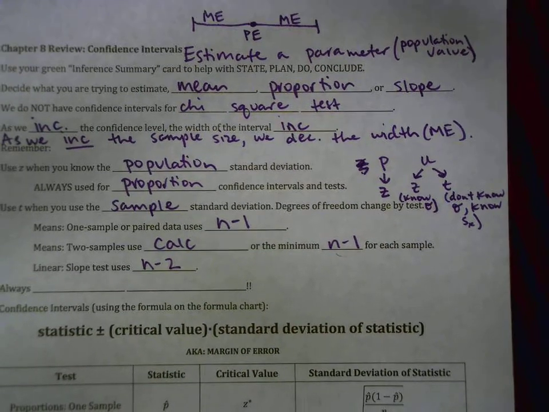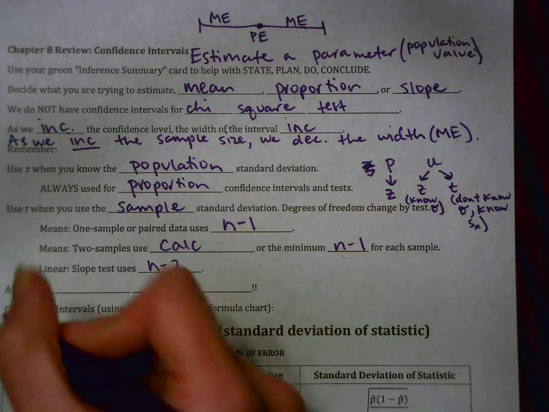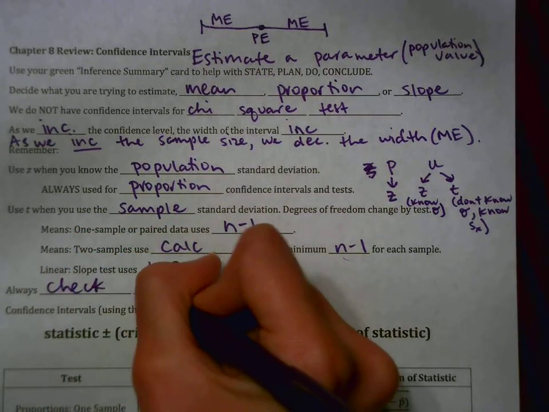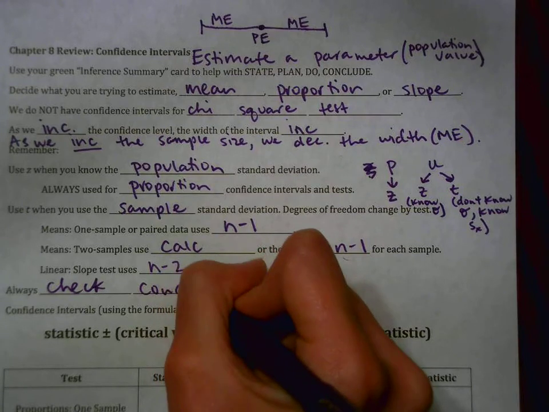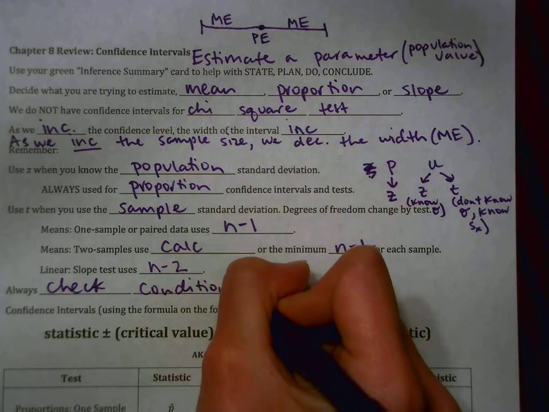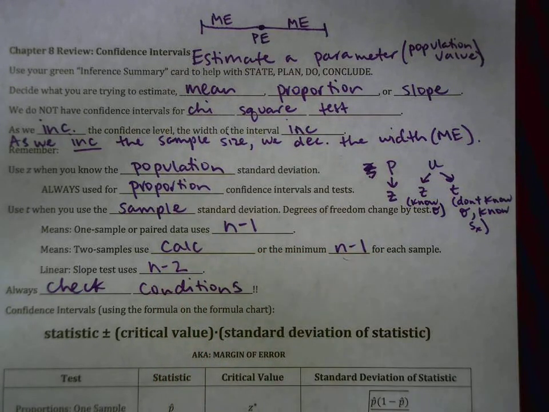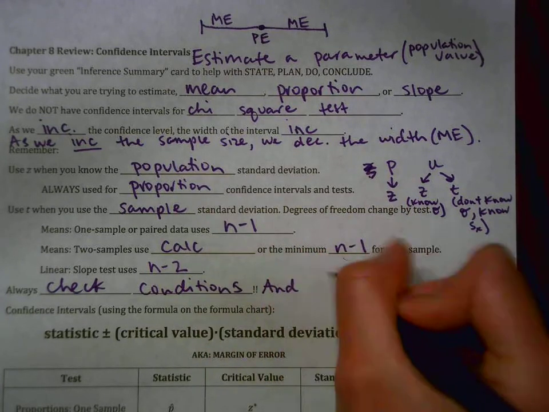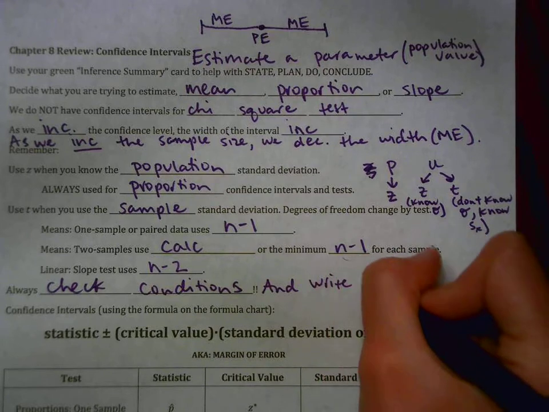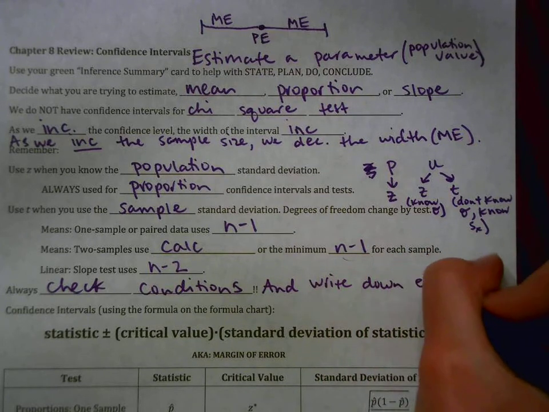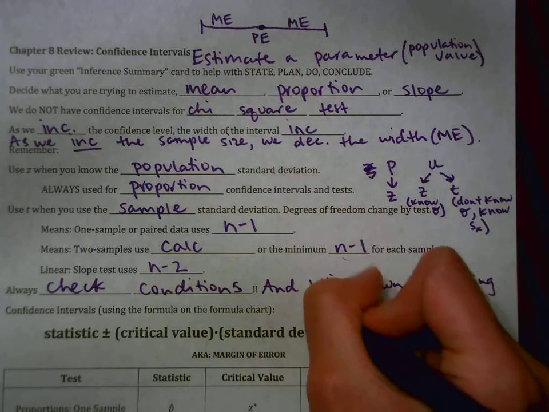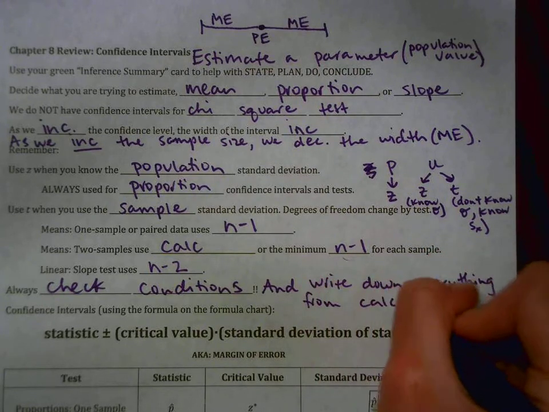And so you always need to check conditions, right? Especially because your whole test is free response. And write down, I'm going to add to this, always check conditions and write down everything from calculator. You want to be safe. And label it.